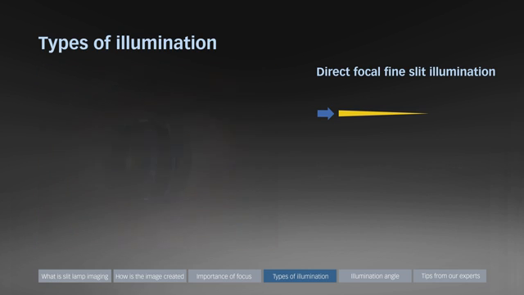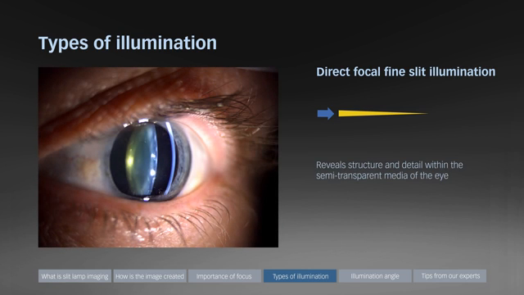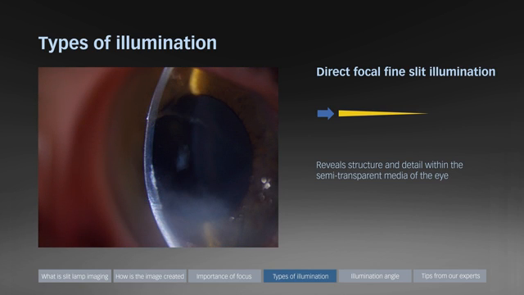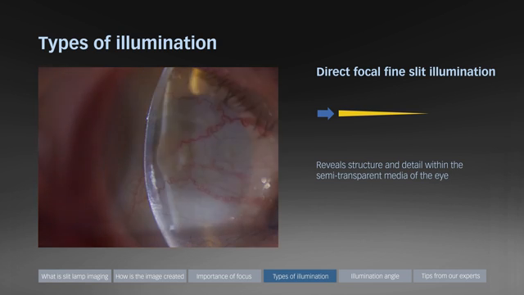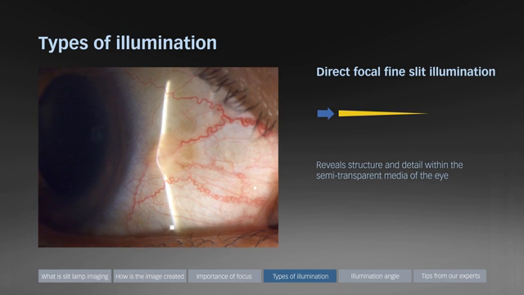Fine slit illumination can be used to reveal structure and detail within the semi-transparent media of the eye. It also assists with locating the level where pathological changes occur, and finally allows visualization of topography.